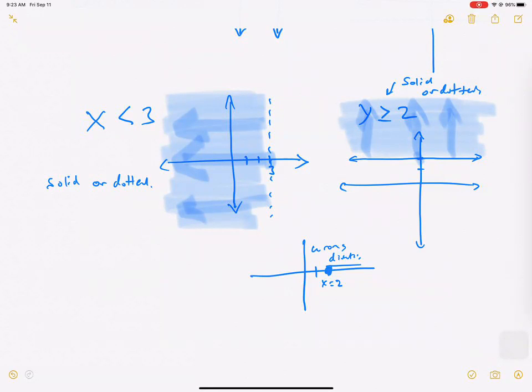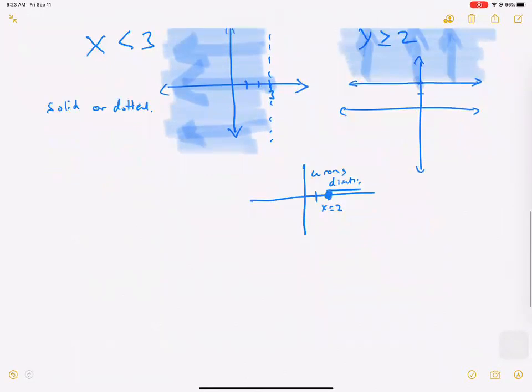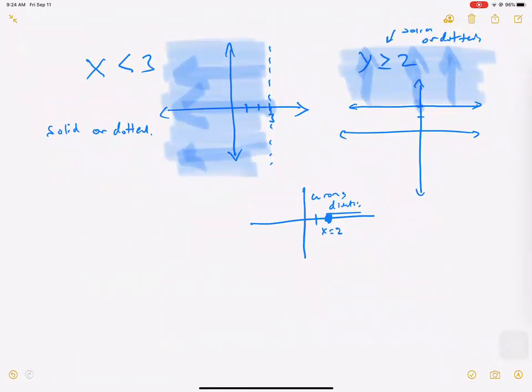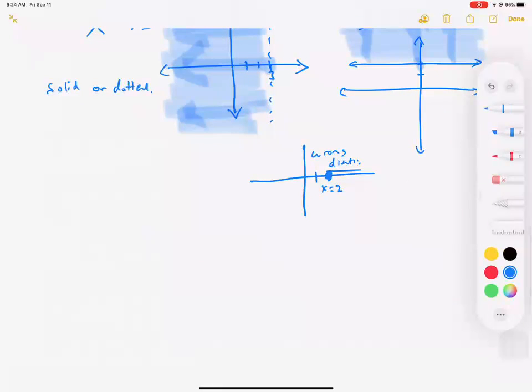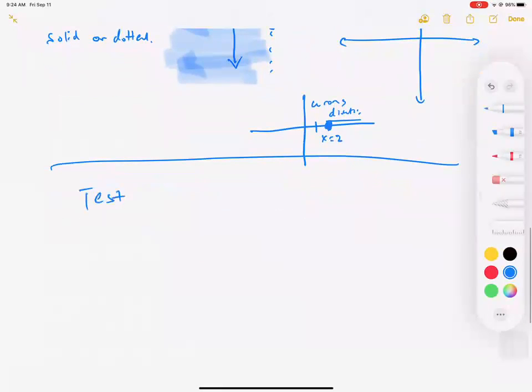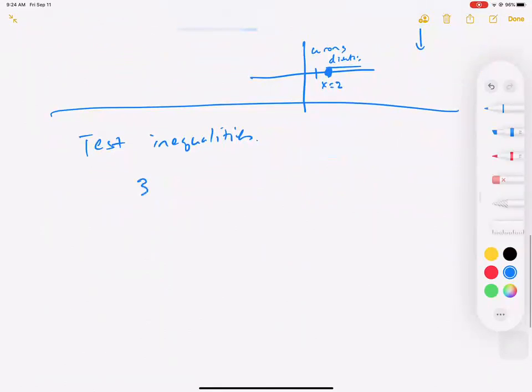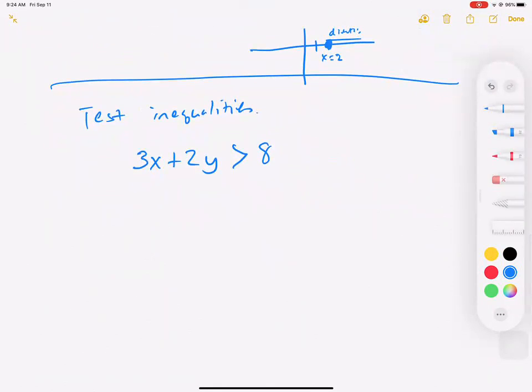Okay. Now, we want to make sure we understand whether the statements we create are true or not. So I'm going to give you a problem, and we're going to test our inequalities. Let's say 3x plus 2y is greater than 8. Is it going to give us a true statement? So my first point I would like you guys to test is the point 2, 1.